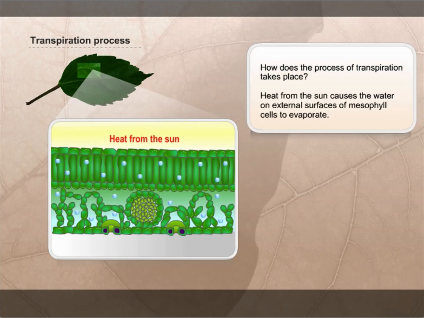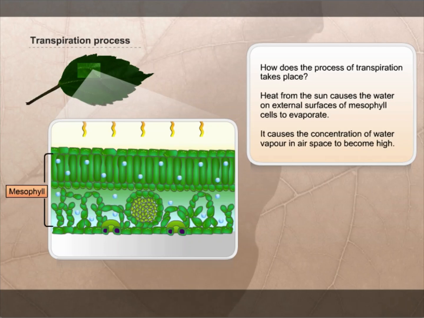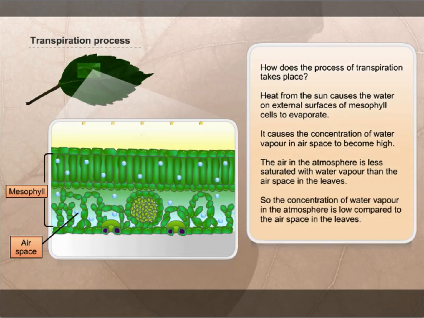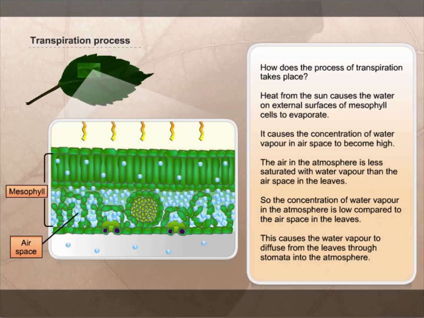Heat from the sun causes the water on external surfaces of mesophyll cells to evaporate. It causes the concentration of water vapor in air space to become high. The air in the atmosphere is less saturated with water vapor than the airspace in the leaves. So, the concentration of water vapor in the atmosphere is low compared to the airspace in the leaves. This causes the water vapor to diffuse from the leaves through the stomata into the atmosphere.